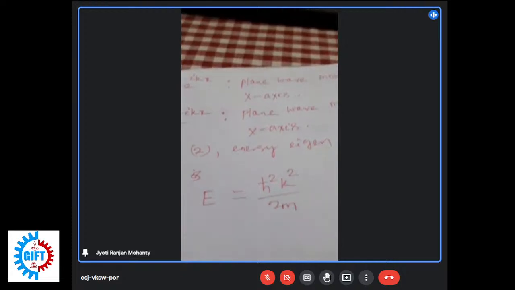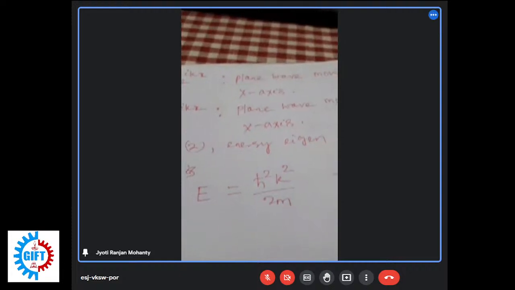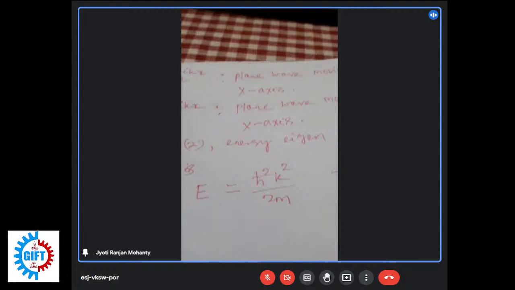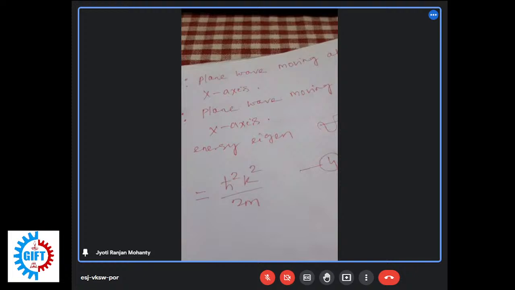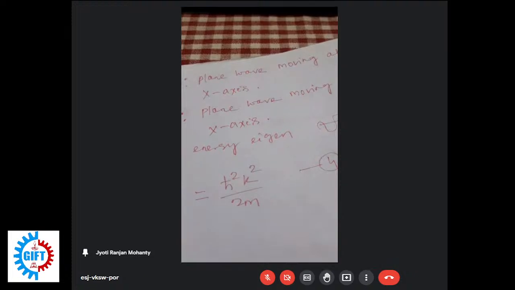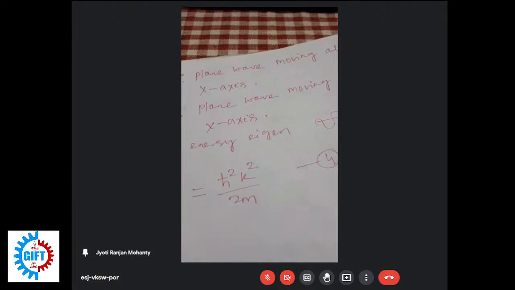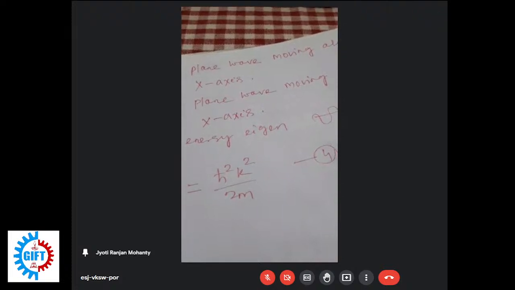Read what is written after equation 4. Since there is no restriction on the value of k, the energy can take any finite value. So the energy spectrum of the free particle is continuous and the energy eigenvalue is degenerate.